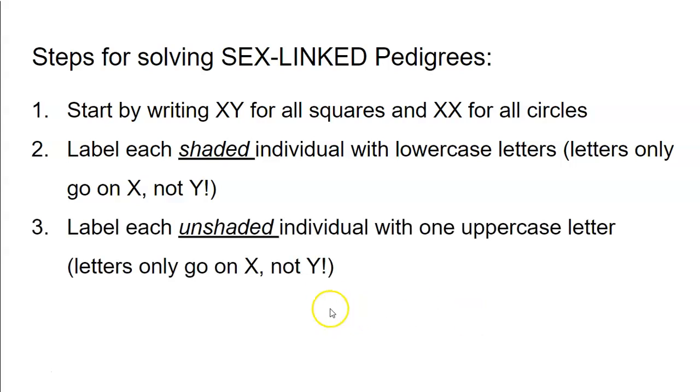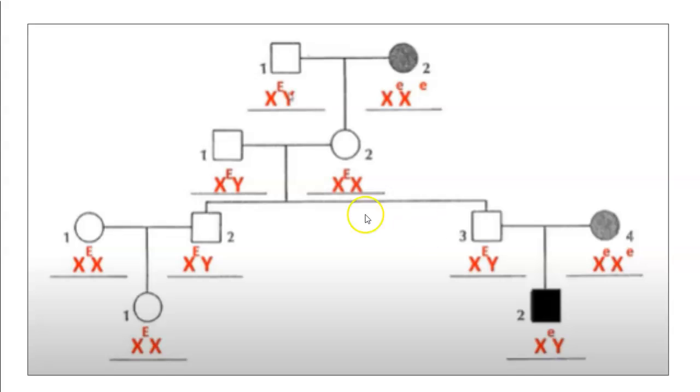The next step then, each unshaded individual who's not affected gets at least 1 uppercase letter because they have at least 1 dominant gene that makes them quote unquote normal, okay? We don't know if they have 2 uppercase or just 1 and then a lowercase if they're female. So we're just going to fill in 1 uppercase letter to begin with. Okay. So let's take a look here. We filled in the big E here, big E for all of them.